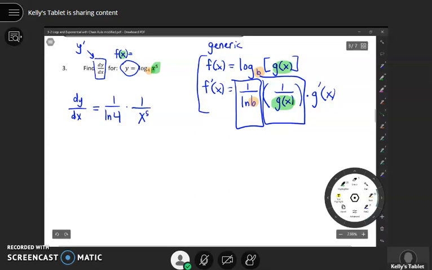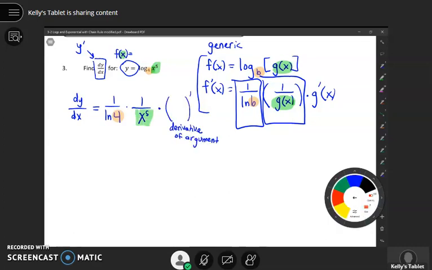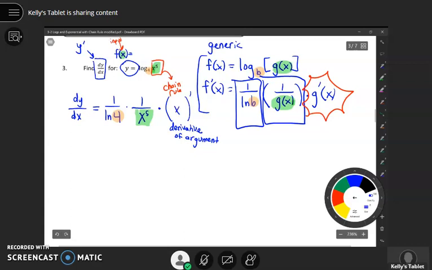So I have 1 over the natural log of the base. I have 1 over the argument. And now here comes the chain rule. For this last piece, I'm taking the derivative of the argument. The input was sent to the argument. So my chain rule is going to tack on the derivative of the argument, which was x to the fifth.